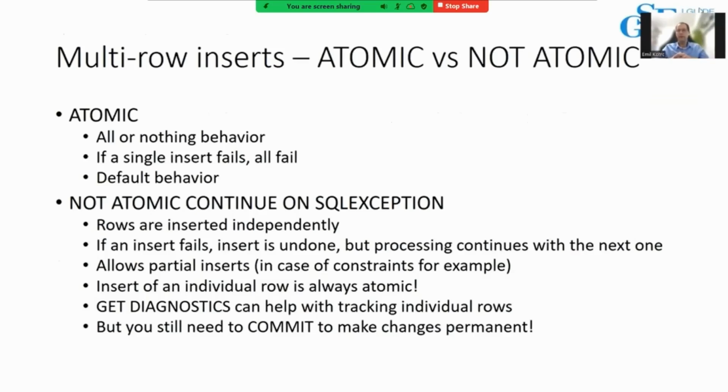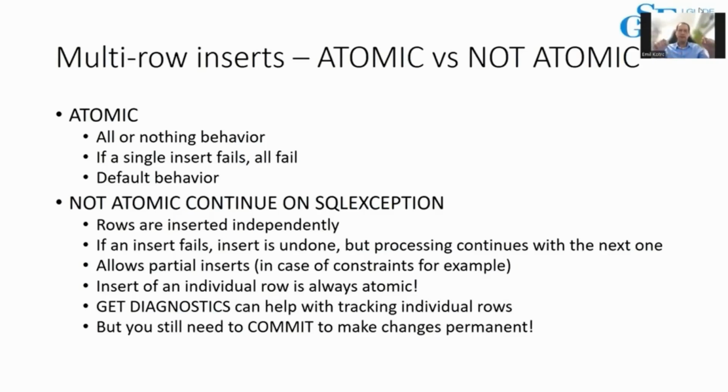But I can also specify not atomic continue on SQL exception, which means that rows are inserted independently. So if an insert of a row fails, it can be for different reasons, I might have some constraints or whatever, the insert itself is undone, but the processing continues with the next one, which means that it can allow partial insert. So I can have a number of rows inserted and a number of rows not inserted or rejected.